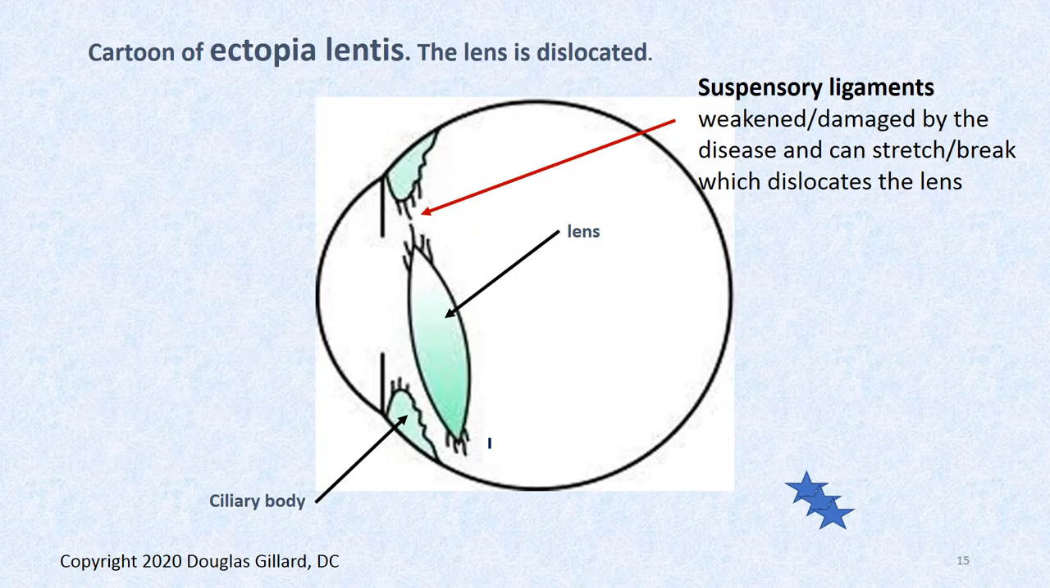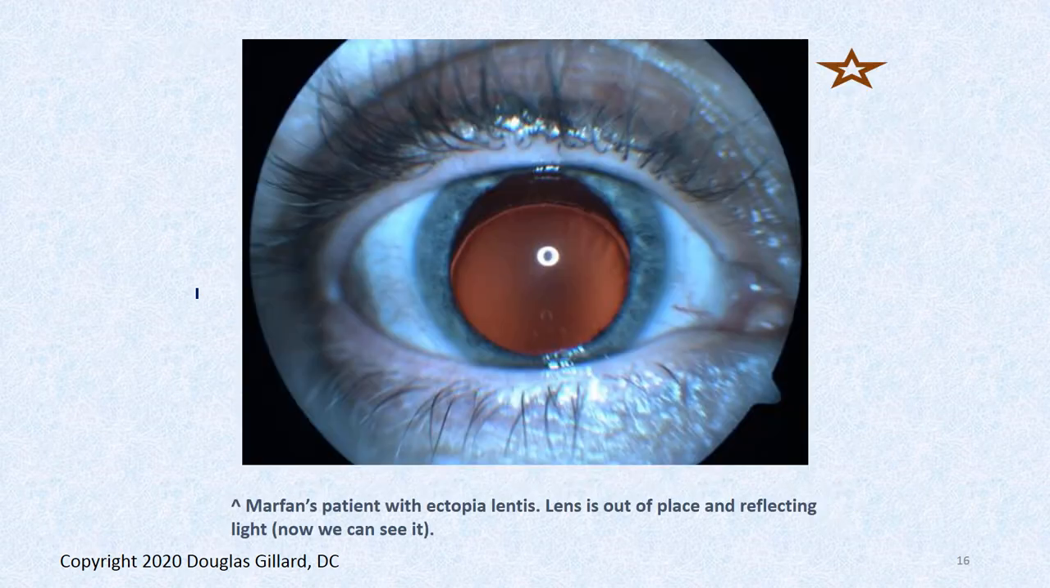Very easy to see the condition. Here's a cartoon of it. Remember, the suspensory ligaments hold the lens in place, right? Let's see a real picture of it. That's pretty crazy. Now the patient's dilated. See, the pupil's been dilated. This is the ophthalmologist's office. But you can clearly see the suspensory ligaments are gone up here, and the lens is out of place. Therefore, it reflects brown light, and you can see it.